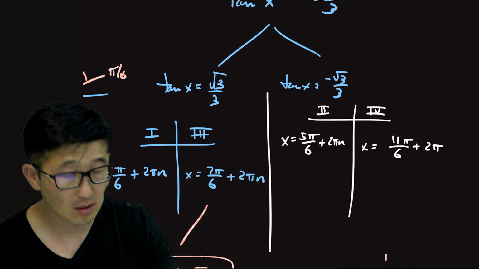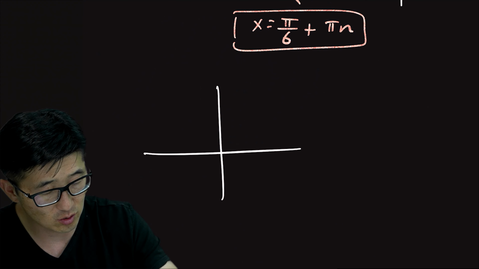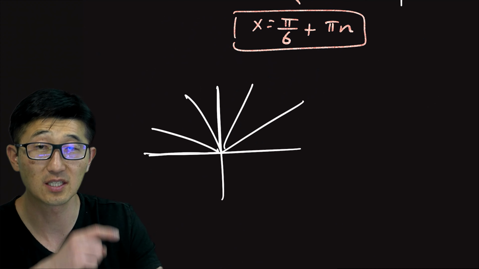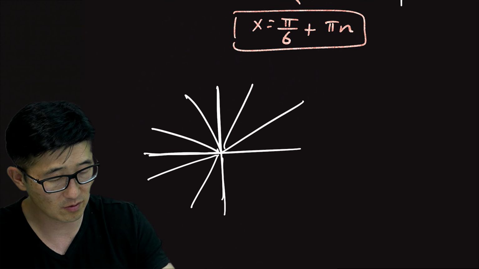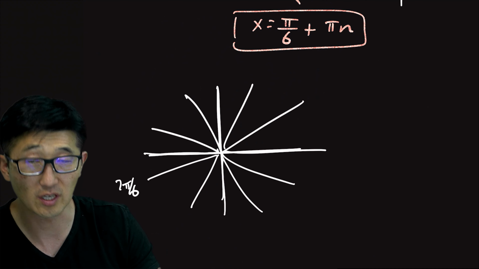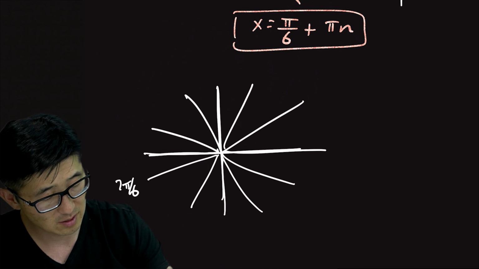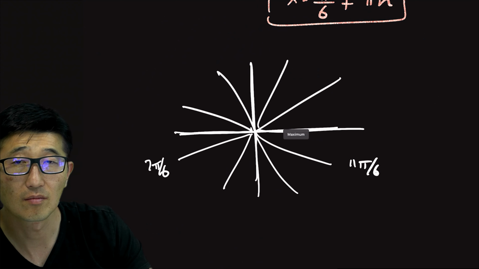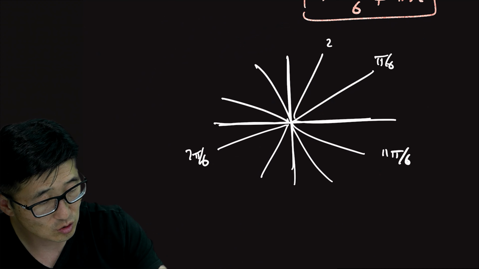Oh, wait, did I count it wrong? Here. Pi over 6. So you got 1, 2, 3, 4, 5, 6, right? Yeah. And then you go 1, 2, 3, 4, 5, what? 6. So this is 7 pi over 6 right here. 7, 8, 9, 10, and what? 11. 11 pi over 6, yeah. Oh, okay. Wait, I'm so confused.